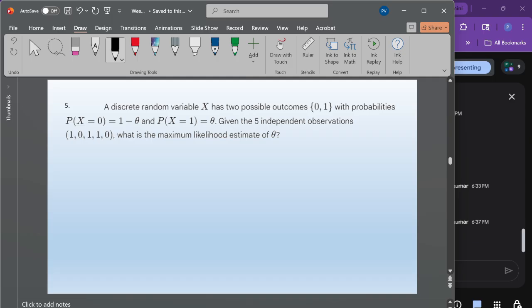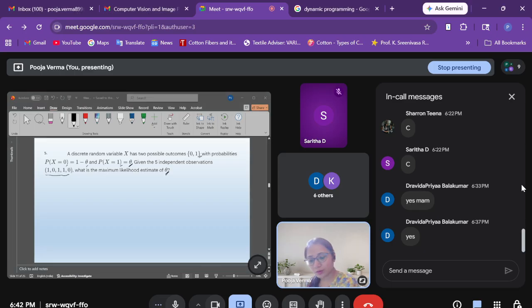Our next question is: a discrete random variable x has two possible outcomes, 0 and 1, with probabilities: probability of x equal to 0 is 1 minus theta, and probability of x equal to 1 is theta. Given five independent observations, what is the maximum likelihood estimate of theta? So does anyone have any idea how we can solve this question?